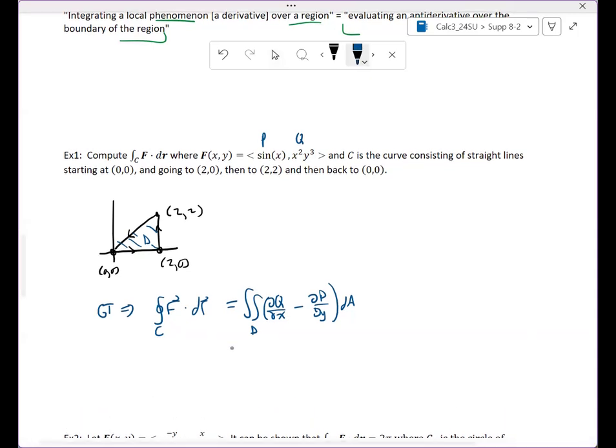But this double integral isn't hard to set up the region at all. X just goes from, say, 0 to 2, and y goes from 0 to, well, this is the line y equals x, going from 0, 0 to 2, 2. And my integrand turns out to not be that bad. dQ/dx is 2xy cubed, and then minus dP/dy, but there are no y's in P, so that's just 0. So this bit is 0. And then dy dx.